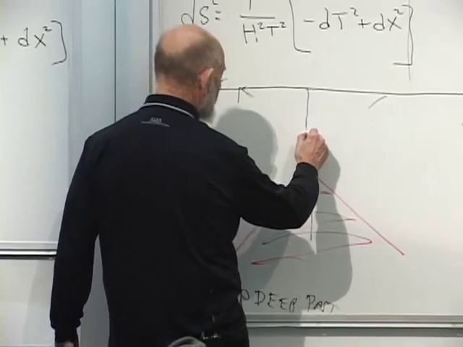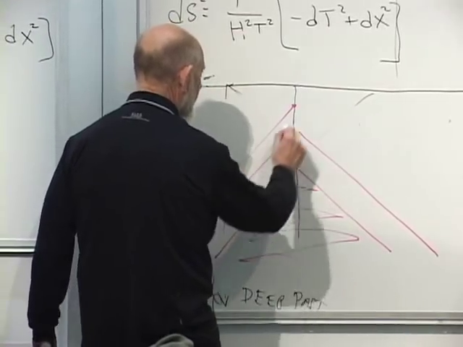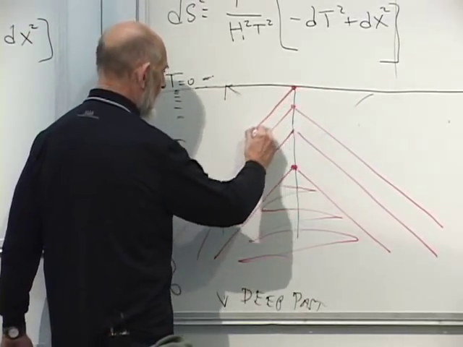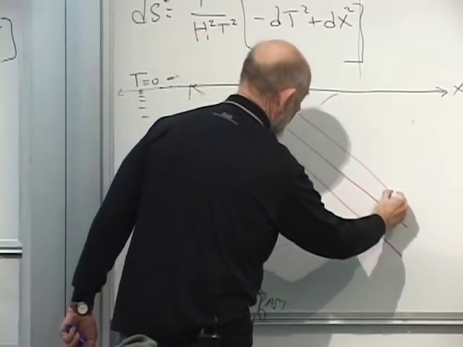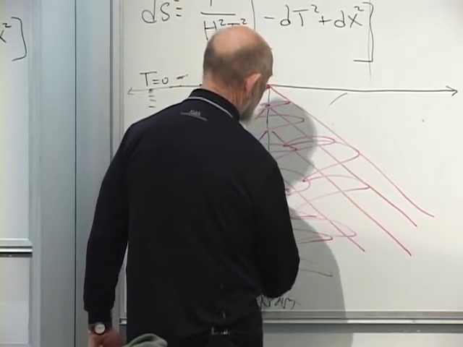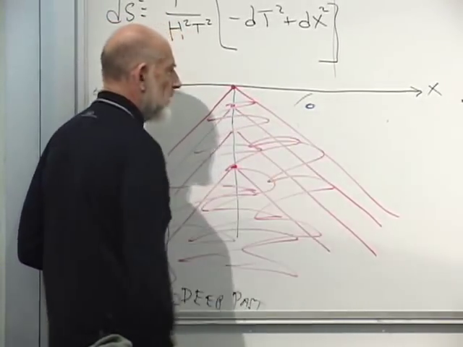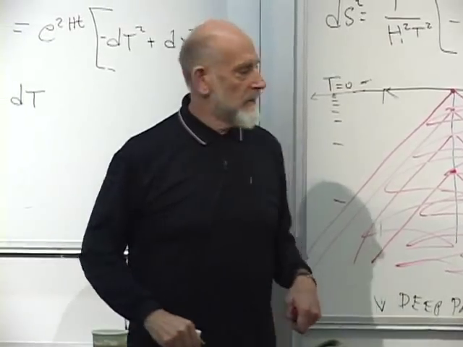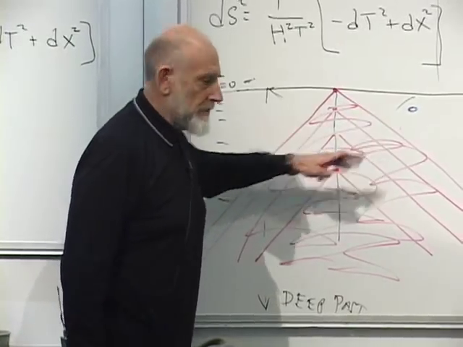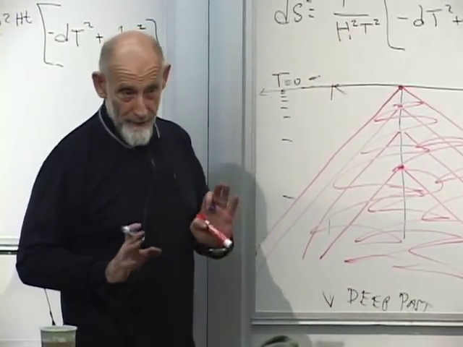But if she waits a little while, she sees more. And if she waits a little longer, she sees more. But no matter how long she waits, the most that she can ever see is this. What about things out here? Nothing. If there's somebody out here, she can never know about it, in principle. She has a horizon. The red line out here is her event horizon. It is her private event horizon.